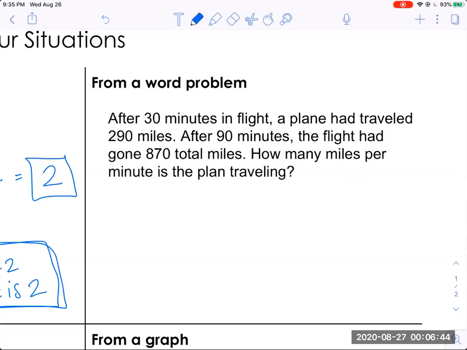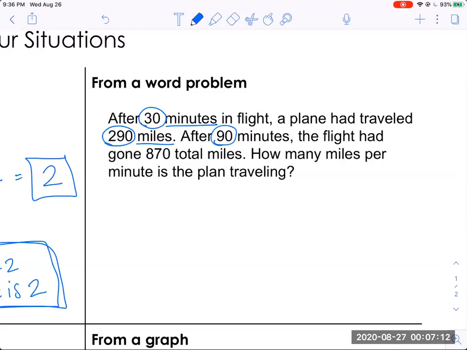This one says, after 30 minutes in flight, a plane had traveled 290 miles. After 90 minutes, the flight had gone 870 total miles. How many miles per minute is the plane traveling? So we have some good information here. It says after 30 minutes, the plane traveled 290 miles. You imagine that plane taking off. After 30 minutes, it's gone 290.